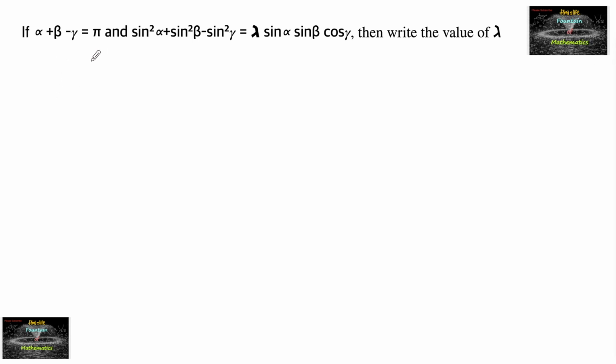If alpha plus beta minus gamma is equal to pi, and sine square alpha plus sine square beta minus sine square gamma is equal to lambda times sine alpha sine beta cos gamma, then write the value of lambda.